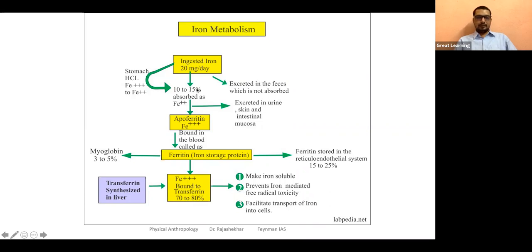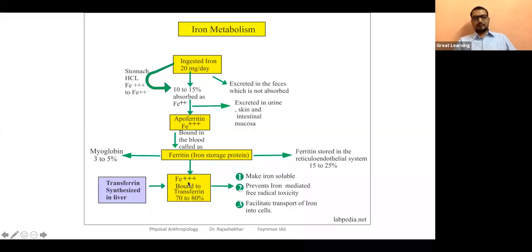Okay, and then this apoferritin, or free form of the iron, will be bound to ferritin, the iron storage protein or iron transport protein. Okay, and then what happens? Then basically the iron-rich transferrin proteins. So the iron-rich transferrin protein will carry it, as we are talking about.